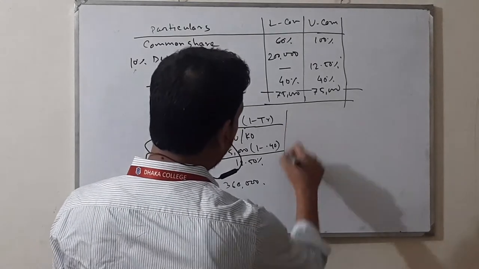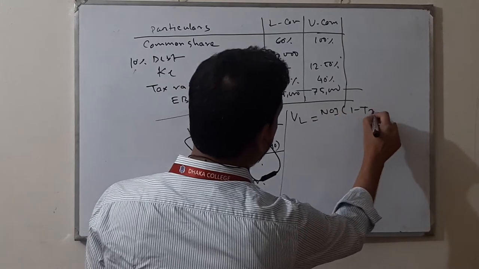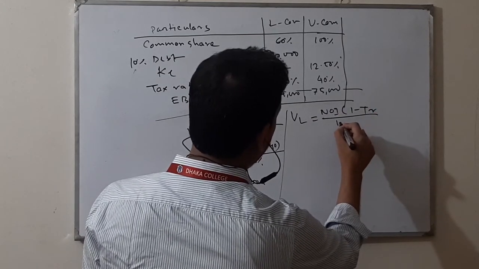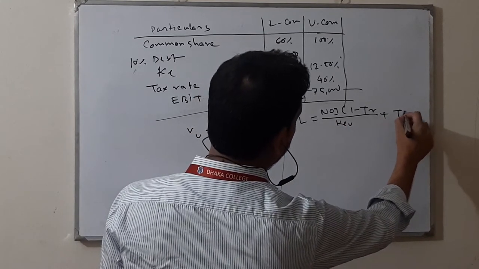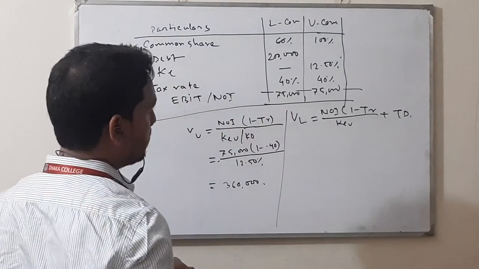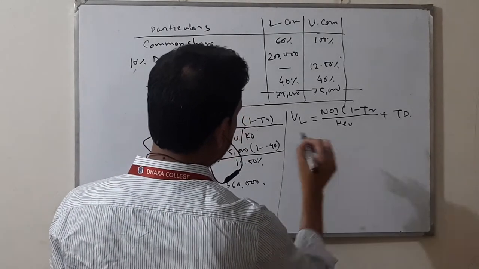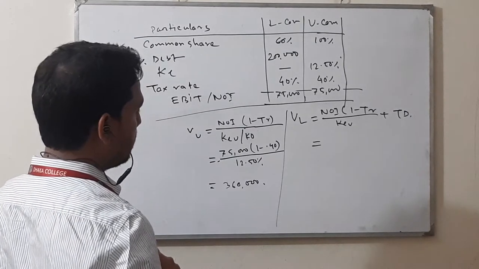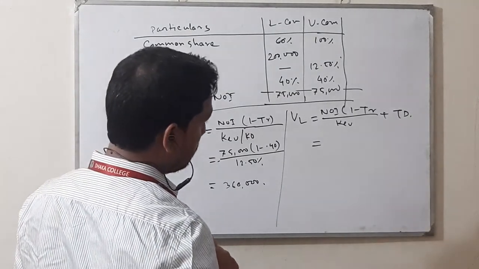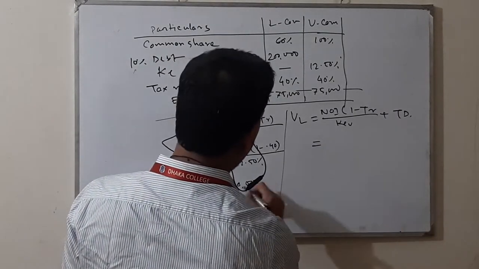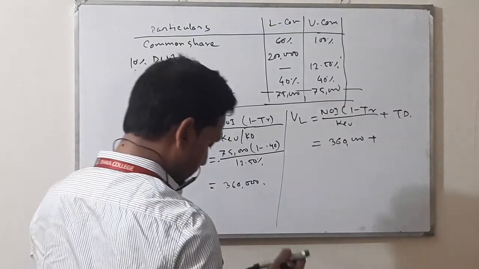So the value of levered firm is NOI into 1 minus tax rate divided by KEU or KO, plus TD, the tax deducted. So here, the value of unlevered is 360,000 taka plus TD. I mean TD is here.